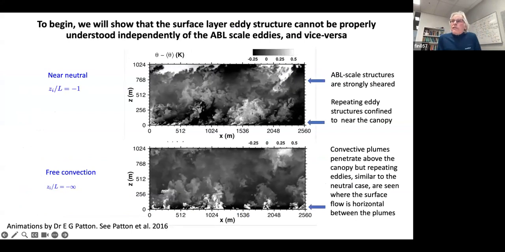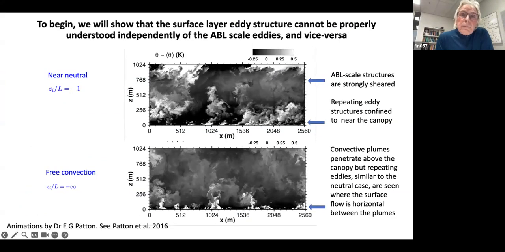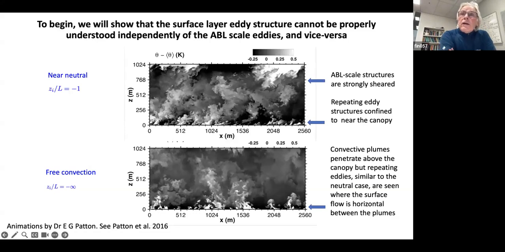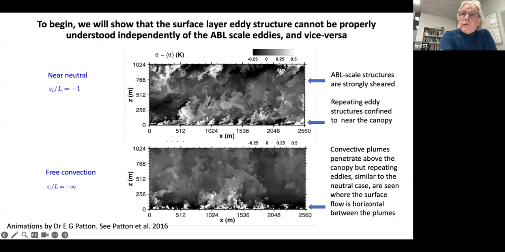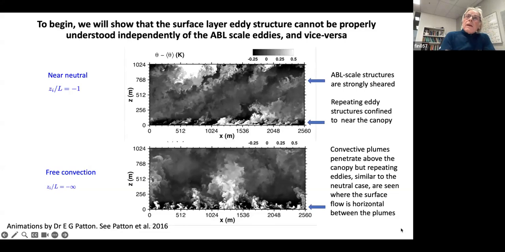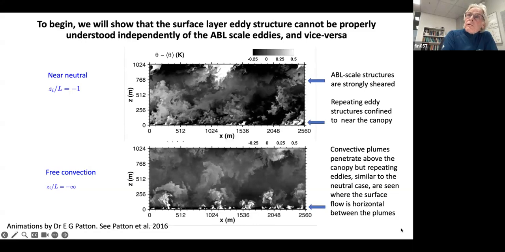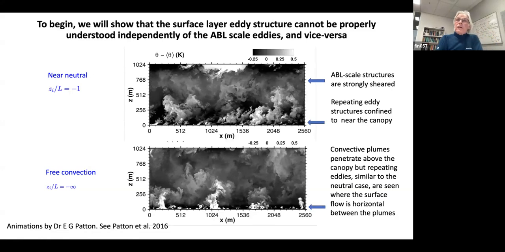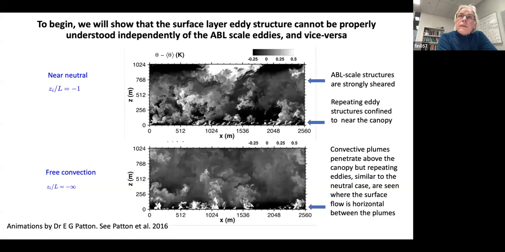So these animations are taken from a very large-scale large eddy simulation by Ned Patton from NCAR. And what we're seeing here is the flow structure made visible by looking at the temperature field. This large eddy simulation has a 20-meter resolved forest canopy at the bottom, and it goes up to about 1,100 meters. So we see the entire mixed layer at the top of the boundary layer, the top of the surface layer.